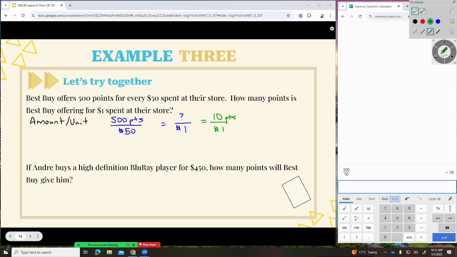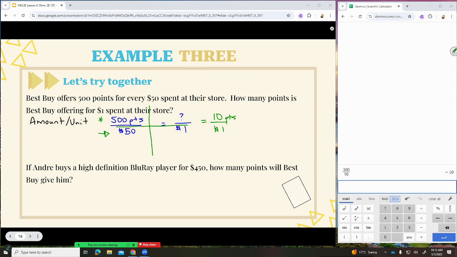Now I wanted to go over this again because we're setting up ratios. We are making this what we know and what we need to know chart. We know you get 500 points for every $50 spent. We want to know what it is for just $1. We simply divide 500 points by $50 to get this answer.